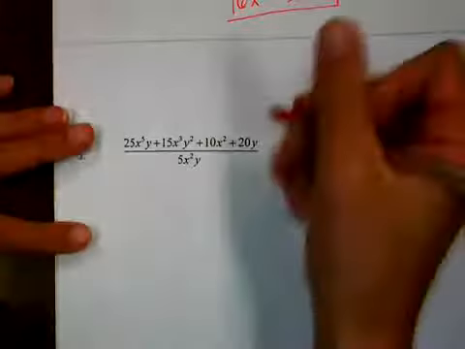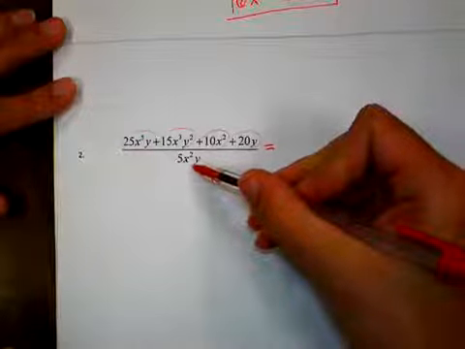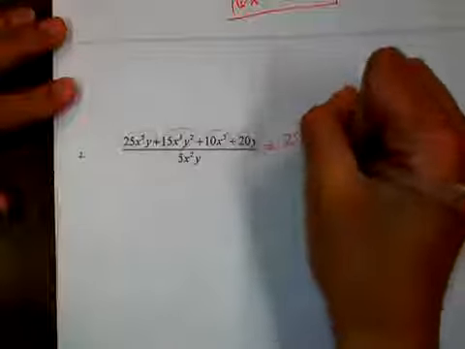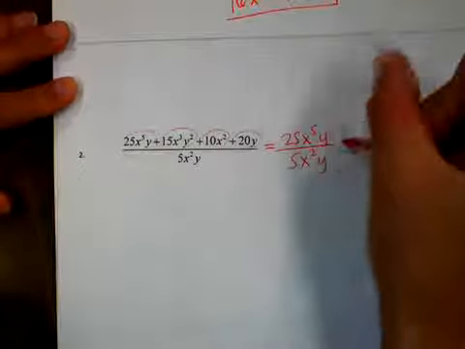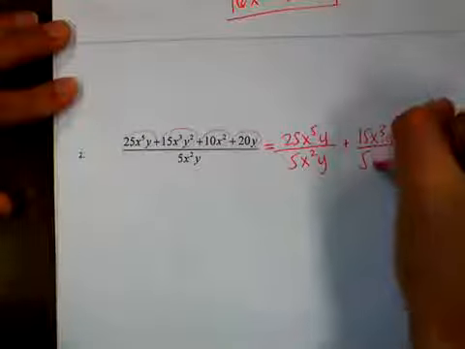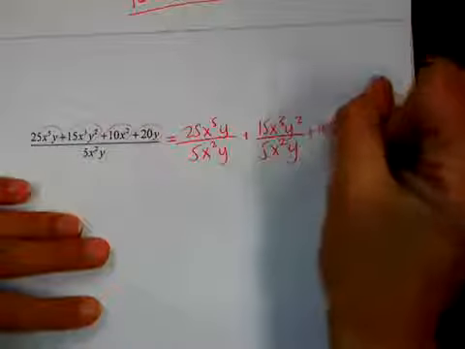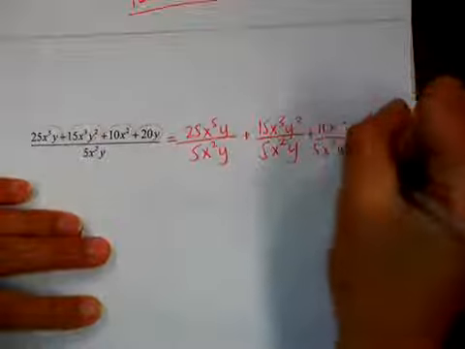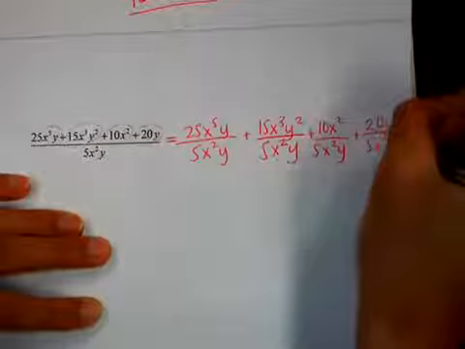And moving to the next one, I'm going to do the exact same thing. I'm going to break each individual term into a separate fraction being divided by 5x squared times y. 25x to the 5th times y over 5x squared times y plus 15x cubed times y squared over 5x squared times y plus 10x squared over 5x squared times y plus 20y over 5x squared times y.